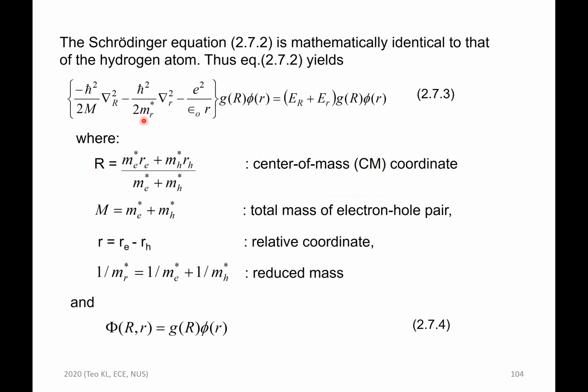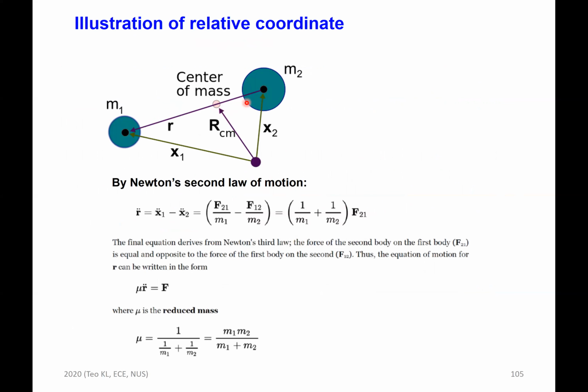We break the Schrödinger equation into two parts, similar to the hydrogen atom. One is the center of mass coordinate, and one is the relative coordinate. If you look at the next picture, we have two masses, let's say the electron mass and the hole mass. So there is a center of mass motion. If you take this as the origin, this is the center of mass coordinate. The relative coordinate will be x1 with respect to the origin minus x2. That is the relative coordinate between the electron and hole.